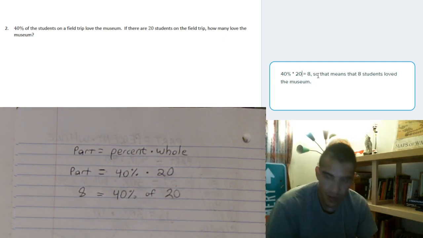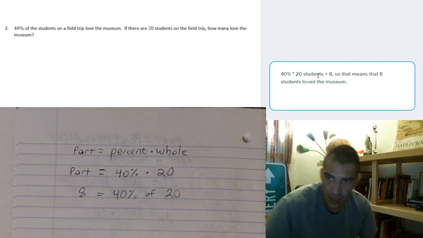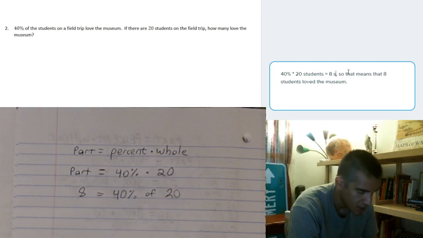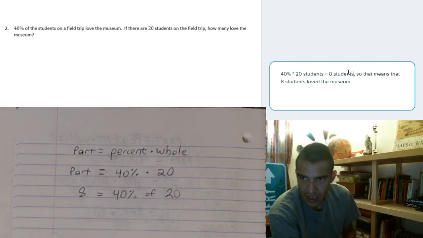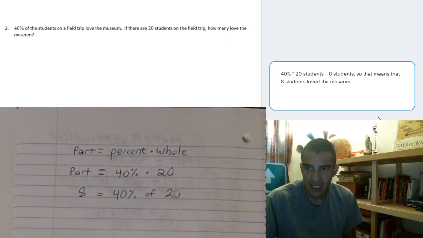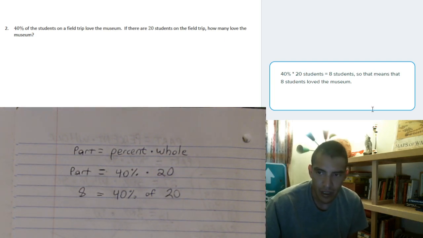40% times 20 students equals 8 students. So that's my answer. You can pause it, copy my work, copy my response. That is fine. Thank you very much. I'm moving forward.